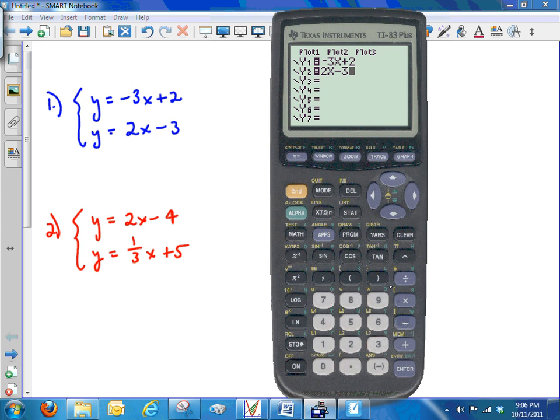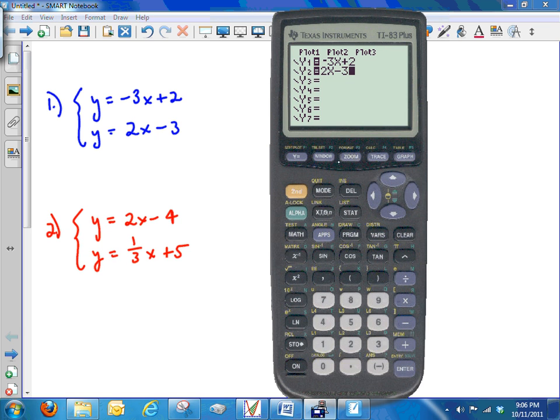Okay, recall the negative sign and the minus sign are two different buttons on your graphing calculators. Just make sure you're aware that the minus sign is over here in the right column and then the negative sign is down here in the last row. Okay.